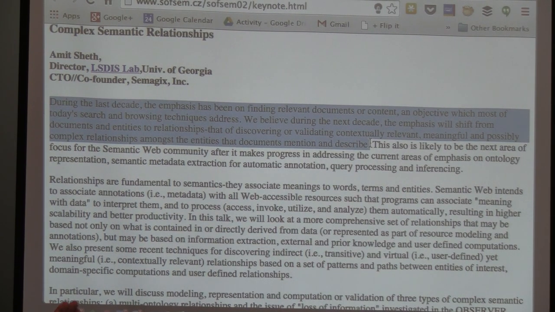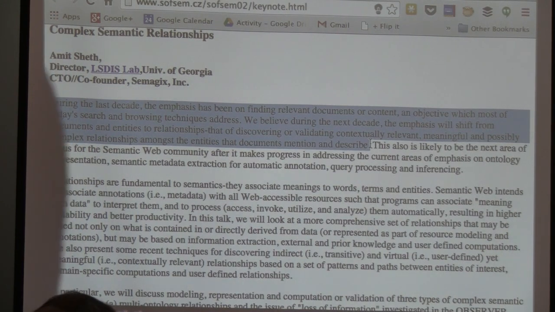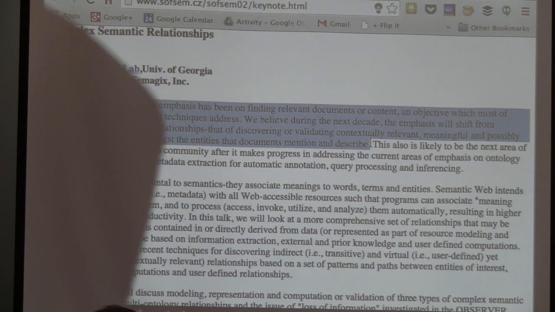So here I'm saying, in a 2003 presentation, about a decade ago, that during the last decade, emphasis has been on finding relevant documents or content, an objective which most of today's search and browsing techniques address. So we had Google, we had PageRank, we had other search engines. In those days, when you searched for something, you'd get blue links and little descriptions, a textual snippet from the document itself, nothing more. There was no summarization, no interpretation. But it was a smart way to find documents that mentioned the terms you used in your query as best as possible.